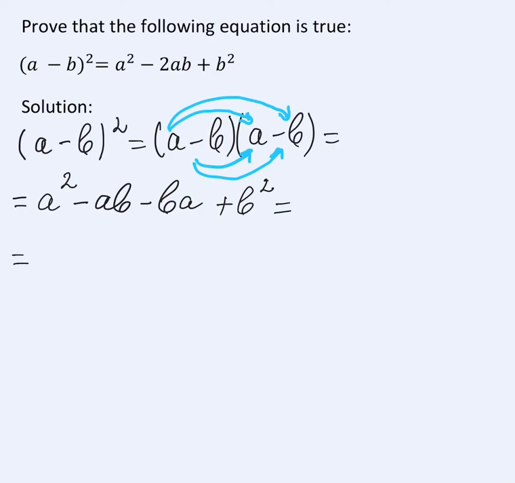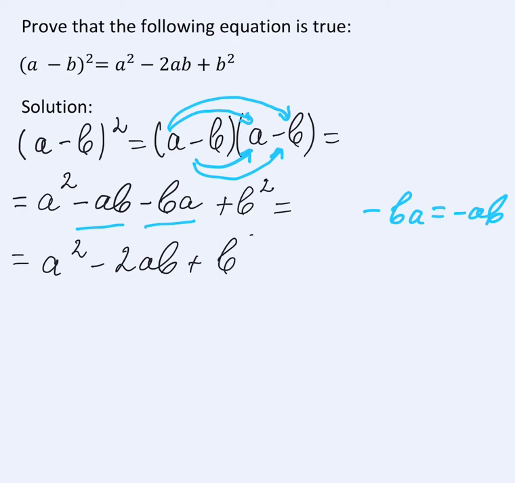We notice that the middle two terms, negative ab and negative ba, are actually equal. Negative ba equals negative ab. Therefore, we can add them. This way we get a² − 2ab + b². In other words, we did prove that (a − b)² equals a² − 2ab + b².